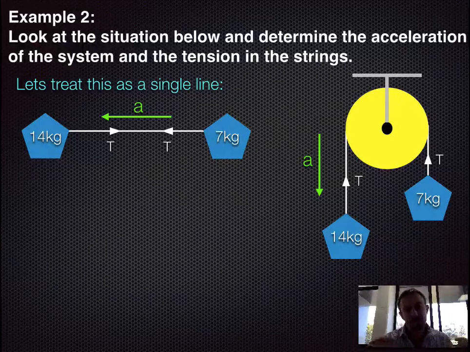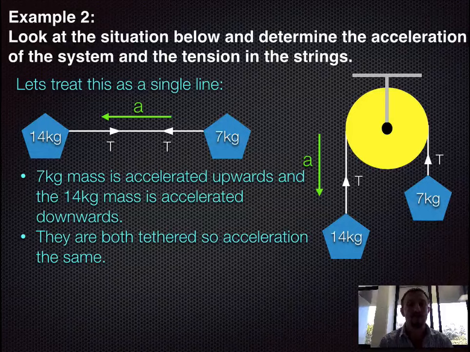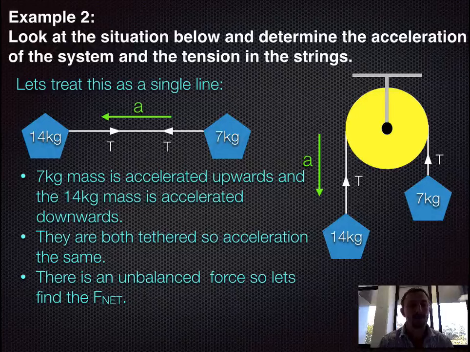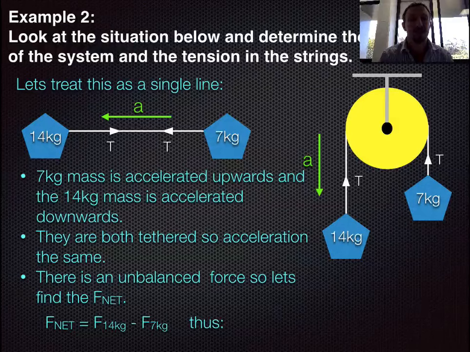We've got the tension forces acting between the two. Now the 7 kilogram mass is accelerated upwards and the 14 kilogram mass is accelerated downwards. Because they're both tethered, the acceleration must be the same. Now there is an unbalanced force, so we've got to find what is the net force which is going to be generated in each of these.